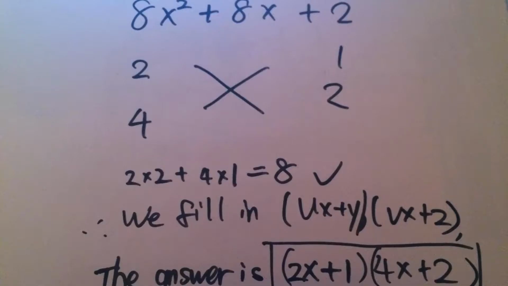Second, we are going to interpret the criss-cross method with 8x squared plus 8x plus 2. The first thing you're going to do is to write down the factors of the first term 8x squared, which is 2 and 4. Then we write down the factors of the third term 2, which are 1 and 2. Cross multiply and add them. 2 times 2 plus 1 times 4 is 8, which is the same as the second term 8. Therefore, we can factor the polynomial.